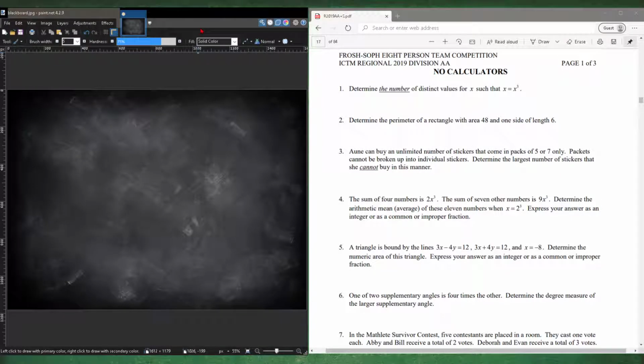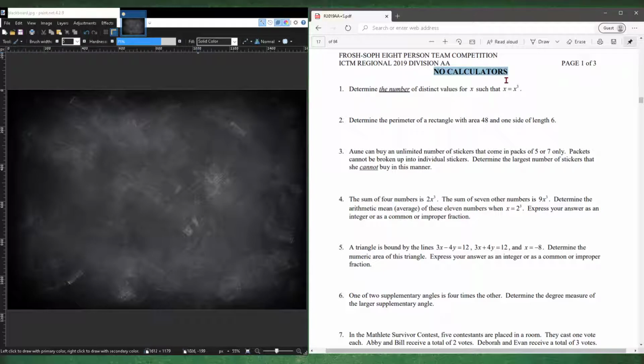Today I'll be covering the ICTM Regional 2019 Division AA Freshman Sophomore 8-person. As the name implies, it's a contest with 8 freshmen and sophomores, maybe 4 freshmen and 4 sophomores, or any combination which is 8 people. You have no calculators, but you have 20 minutes to solve 20 questions with your team. So it's a teamwork type of contest.